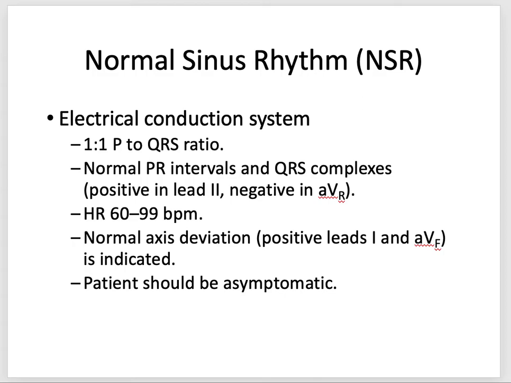So a positive P wave, a positive R wave. In leads 2 and AVR it should be the opposite, because remember AVR is that flipped upside-down lead. So a positive lead 2 P wave and QRS, and a flipped negative P wave and R wave in AVR. The heart rate should not be less than 60 or 100 or higher, because then we'd call it either bradycardia or tachycardia, and we want to have normal axis, so positive lead 1 and AVF. The patient should be presenting with no symptoms.